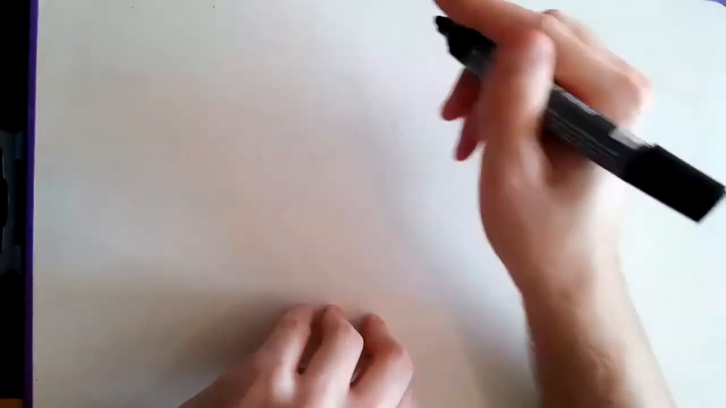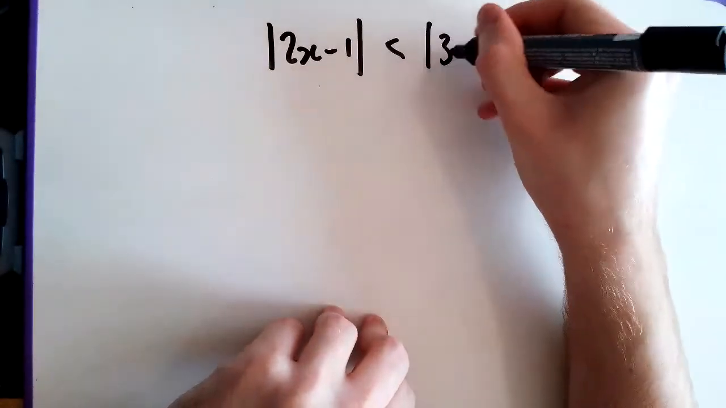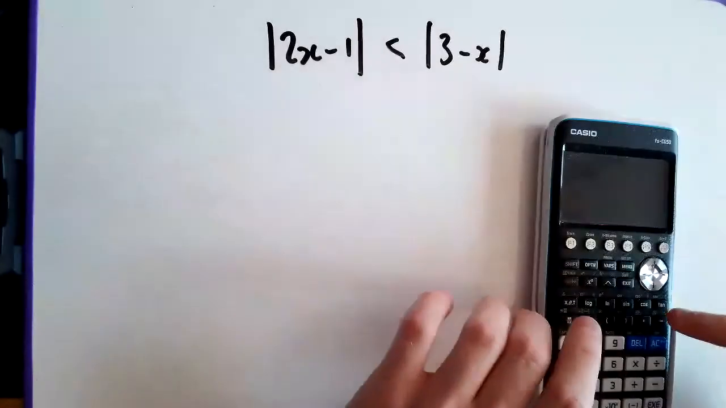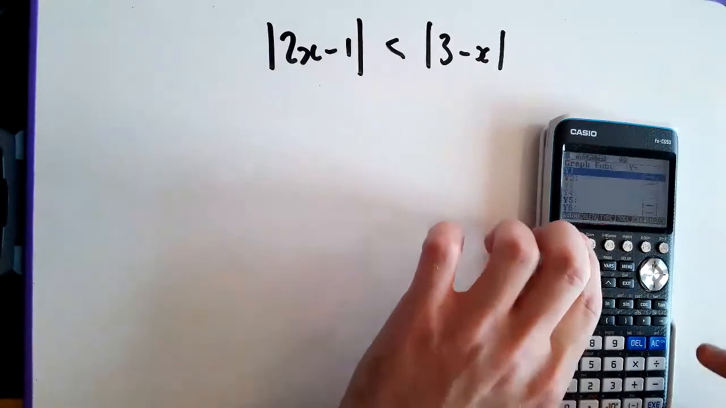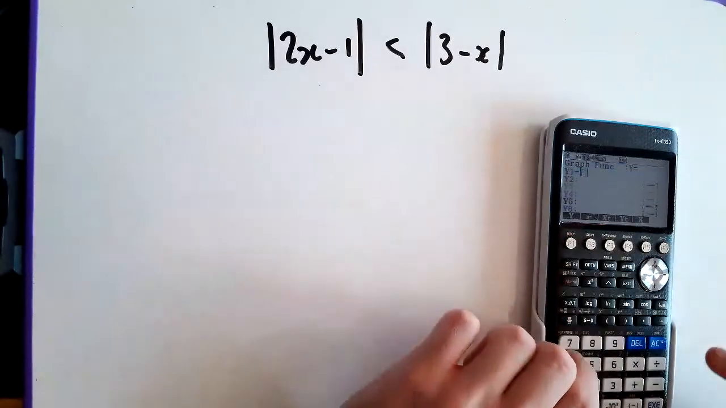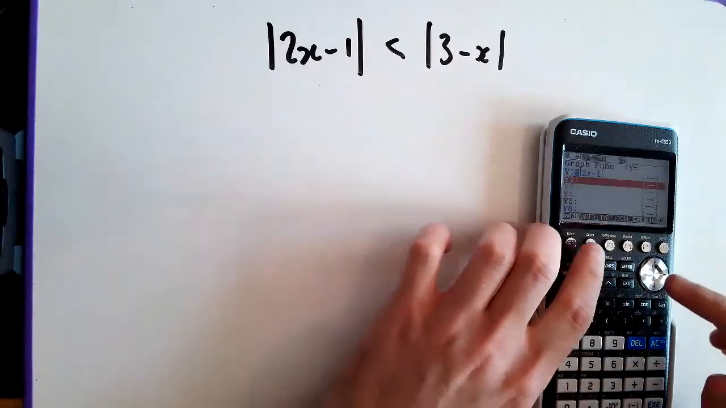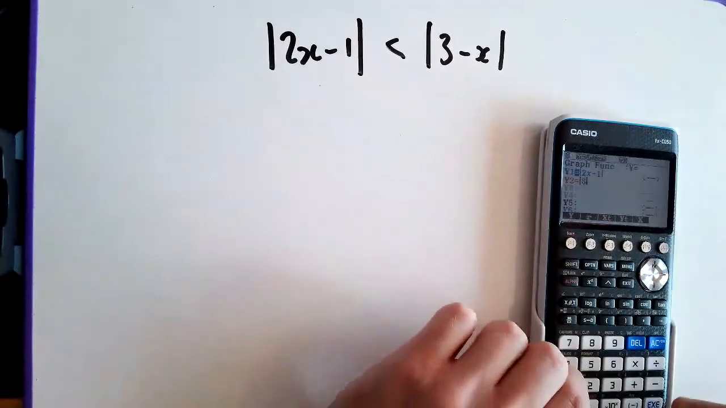Okay, first one, we're doing 2x minus 1 less than 3 minus x. So first thing to do is sketch both curves. So graph mode, we want modulus options, numeric abs, 2x minus 1, and modulus 3 minus x.